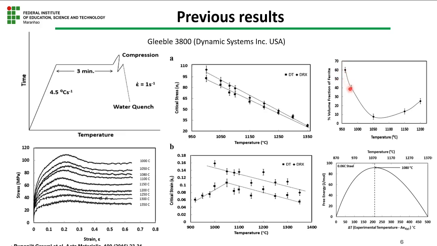As you can see here, this is the higher volume fraction, and as we increase the temperature, there is a decrease in the volume fraction of ferrite. Over here is the minimal quantity of ferrite formed, and as the temperature goes up further, there is a little increase in the volume fraction of ferrite.